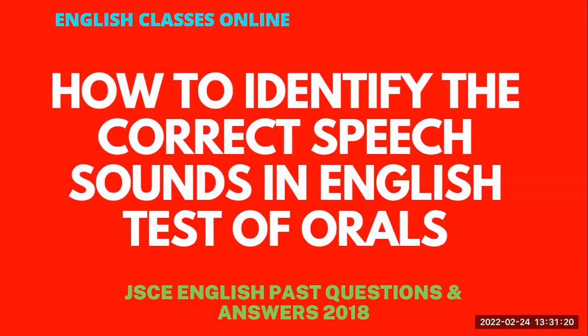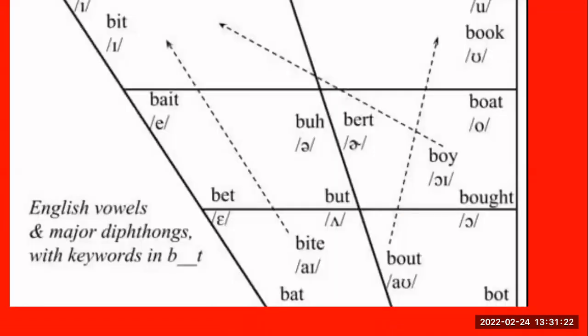Now, we want to look at how to identify the speech sounds. If you look at this, you will see that this is the English vowel chart, English vowels and major diphthongs with key words in between. Now, look at the short E sound, bits, all right? Bits. And then, of course, you will find this in various English words. You will find the short air sound.